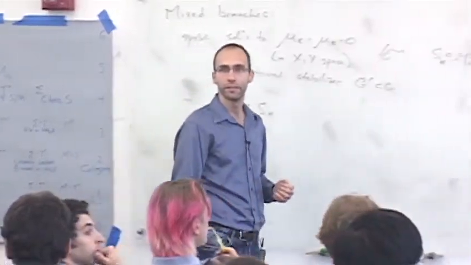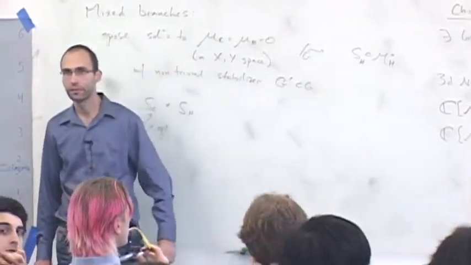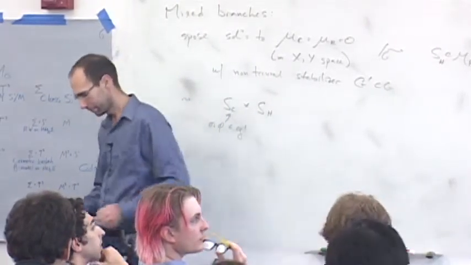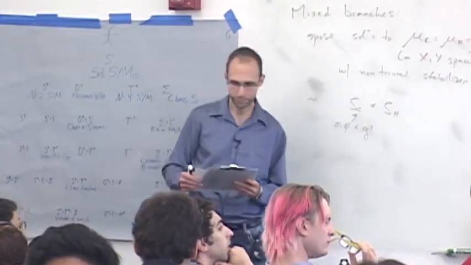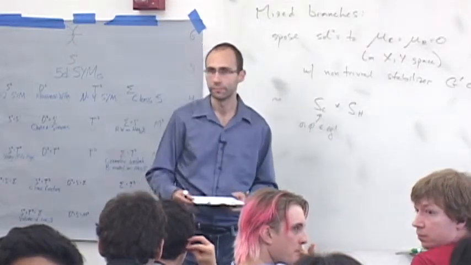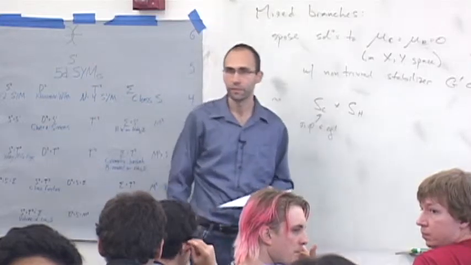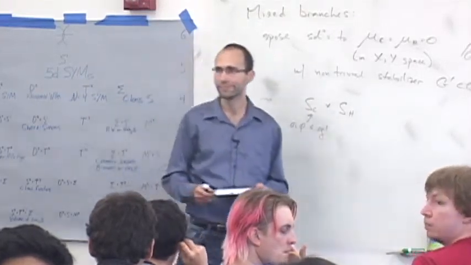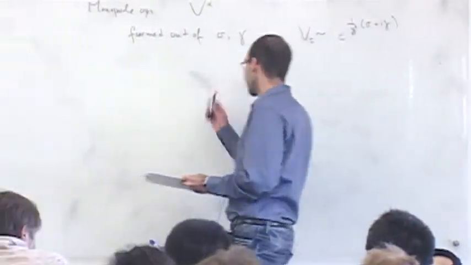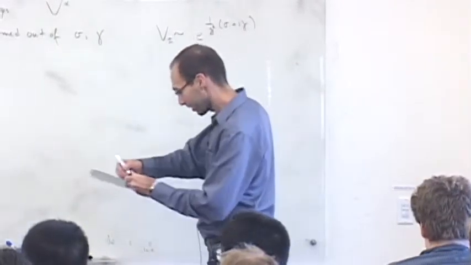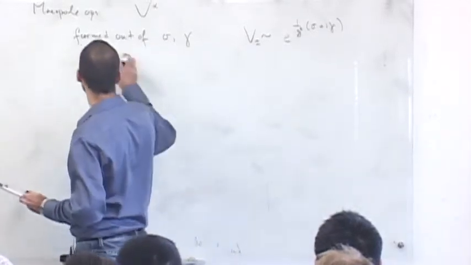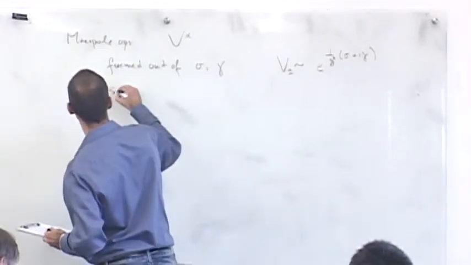So on the one hand, this theory is built from maps in three dimensions. If you look at the map, that map could have a singularity at a point, which is very interesting. So more generally, these can be defined as disorder operators specifying a singularity at a point.